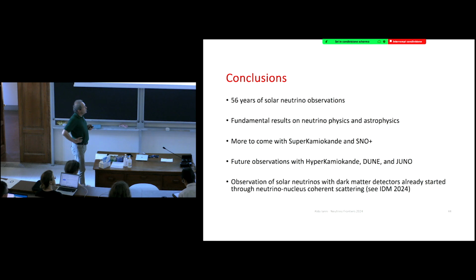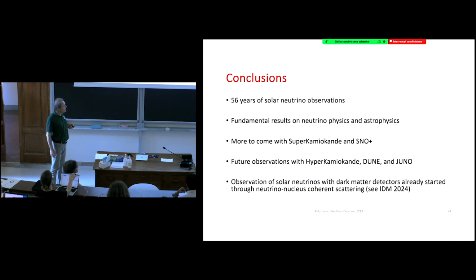So, in conclusion, let me say that after 56 years, because Homestake started in 1968, solar neutrino observations have been very successful. Fundamental results achieved on neutrino physics and astrophysics. More to come with Super Kamiokande, SNO+, although SNO+ maybe in a couple of years will turn to double beta decay measurements. And future observations with Hyper Kamiokande, DUNE, and JUNO.